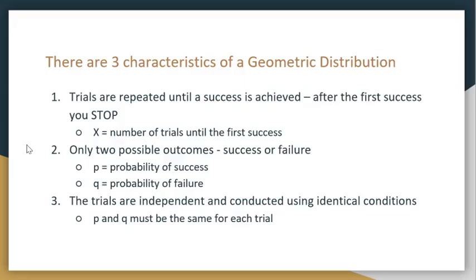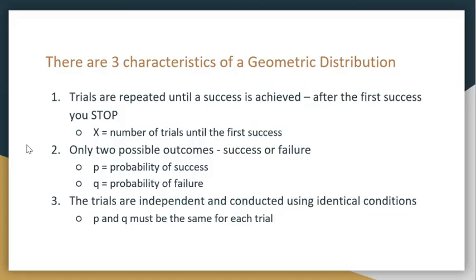Three, the trials are independent. So P and Q have to be the same for each trial. That's the same as our binomial. The part that is different is that in a geometric experiment, the trials are repeated until a success is achieved, whereas in the binomial, we had a fixed number of trials.